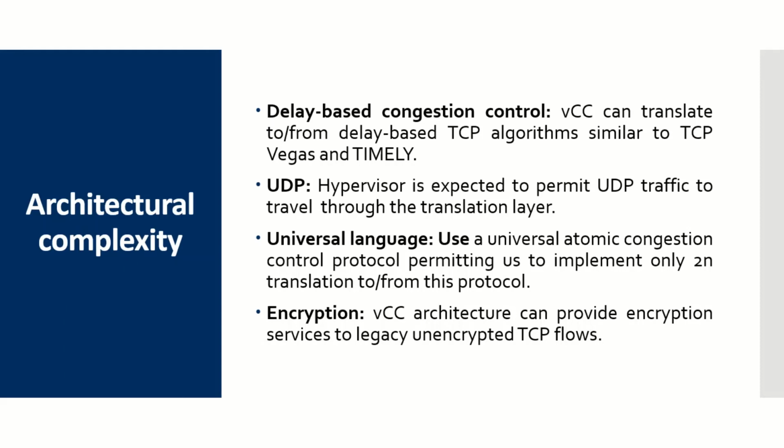With universal language, if we want to directly translate between n congestion control algorithms, we would theoretically need to implement the order of n squared translations. However, we can also use a universal atomic congestion control protocol, allowing us to use 2n translations to or from this protocol. And with encryption, this study indicates the virtualized congestion control architecture can be used for encryption services such as TCP crypt and IPsec, to legacy unencrypted TCP flows.